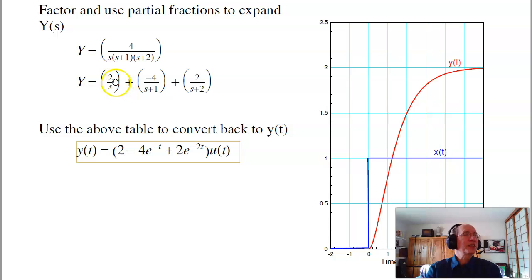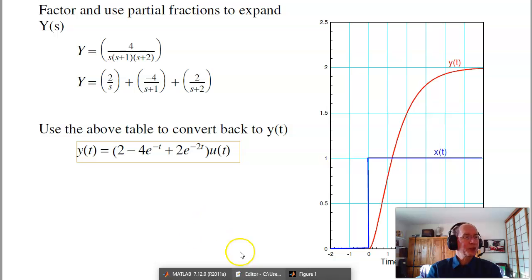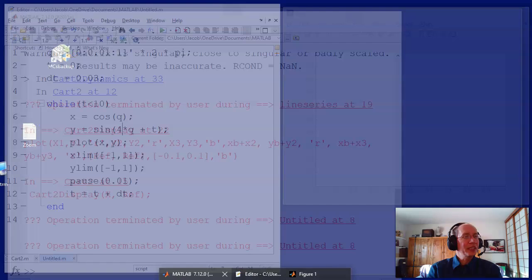Take the inverse Laplace transform. These are now in my table. That's just 2 minus 4 e to the minus t plus 2 e to the minus 2t for time positive. So that's the actual response. This is what it looks like. This is also where MATLAB is really useful. I can do the same thing in MATLAB.